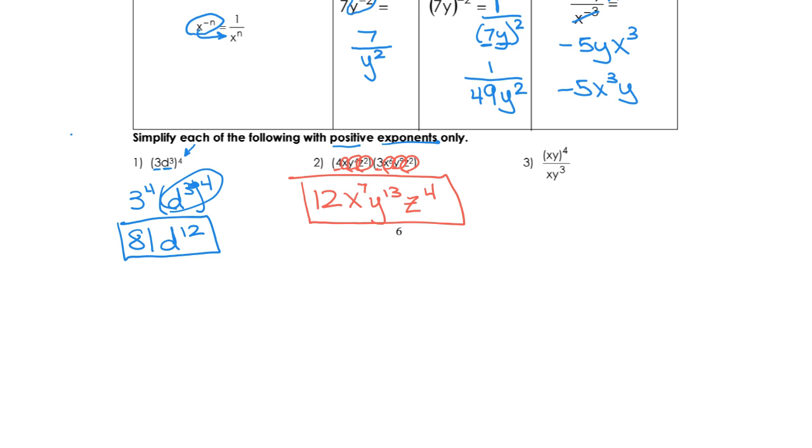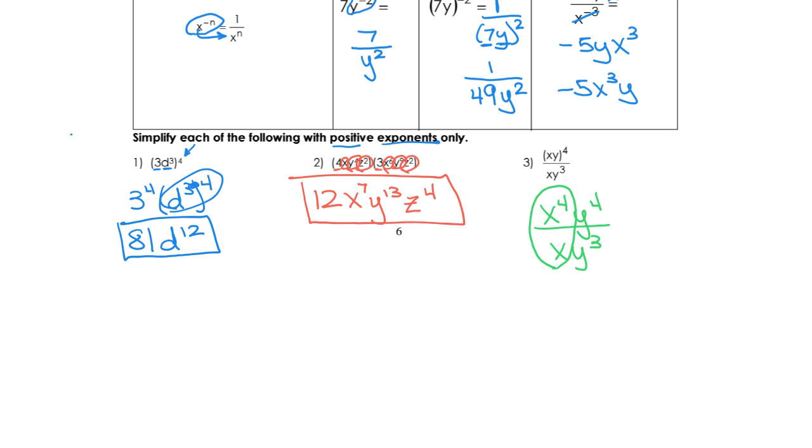All right, last one on this page. On the top, there's parentheses with the 4 on the outside, and so the top is going to be rewritten as x to the 4th, y to the 4th. On the bottom, there's no parentheses. There's actually nothing to do, and so we're just going to keep it. However, now we've got to go ahead and look at these.